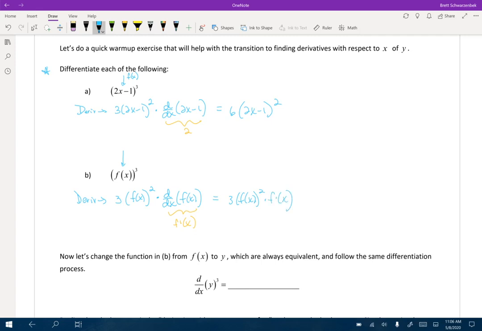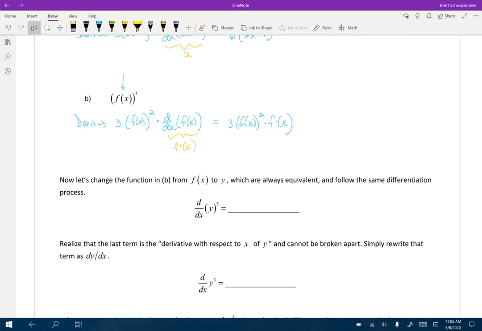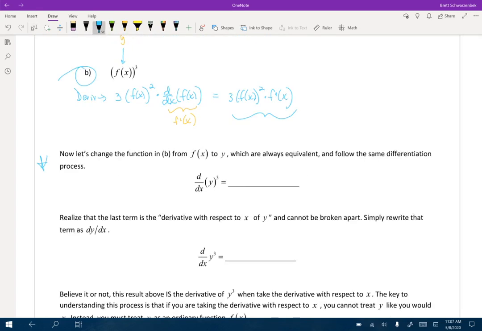This is usually not fun for students because all of a sudden we went to variables and not just applying the actual derivative with a function that we know or could know. So it comes a little bit different. Let's go even farther with this. Now let's change the function in letter B, which is right here, from f of x to y.